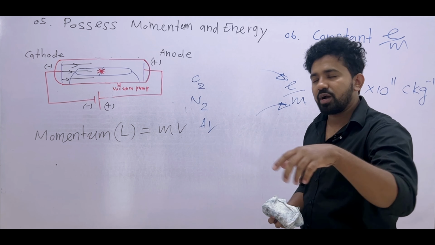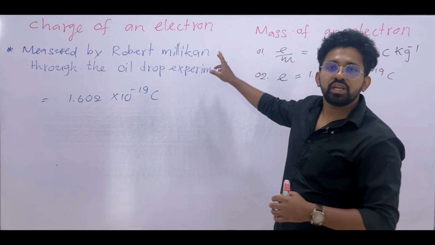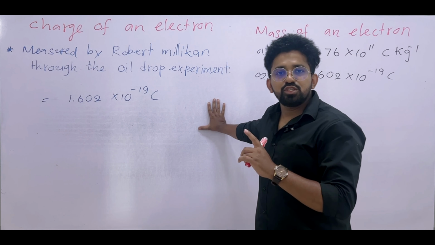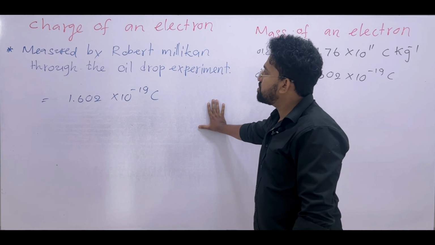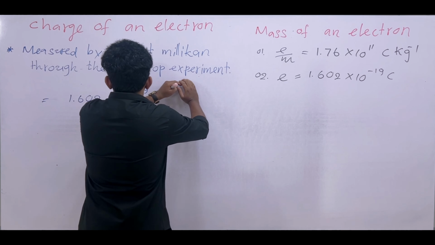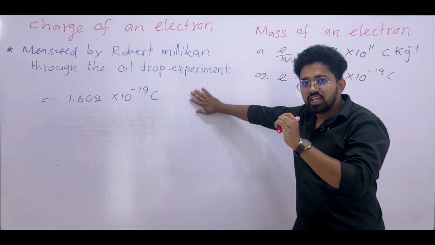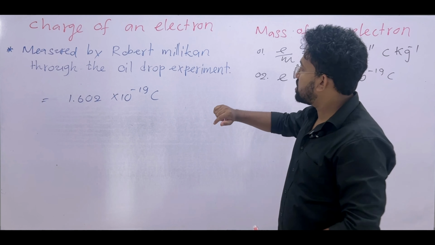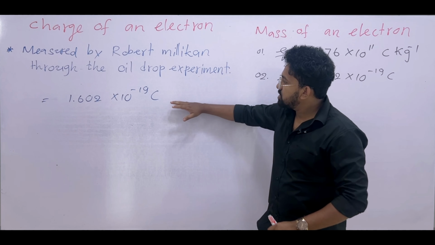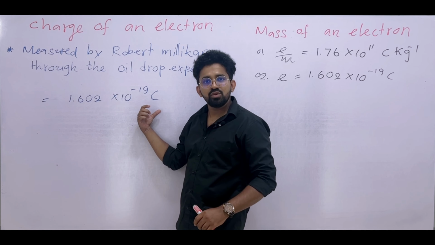So let's move to the next part of the cathode ray. The next thing is the charge of an electron. The charge of an electron was measured by Robert Millikan through the oil drop experiment. I have put the experiment on how he determined the charge of an electron in your theory book, so you can refer to that. The charge of an electron is 1.602 × 10^-19 coulomb.